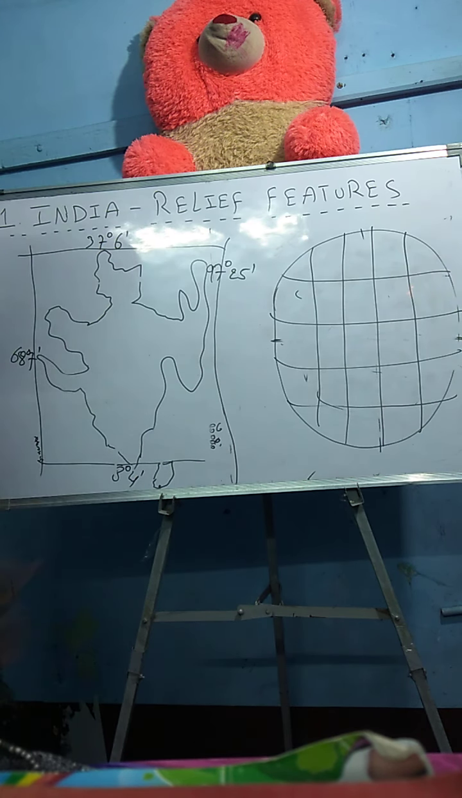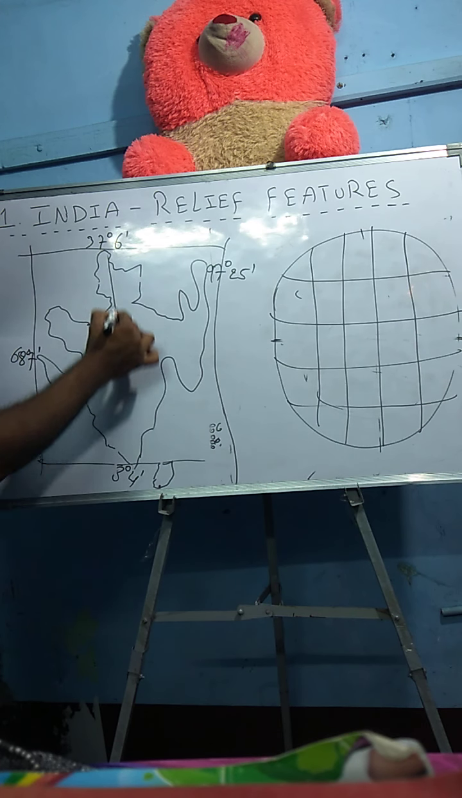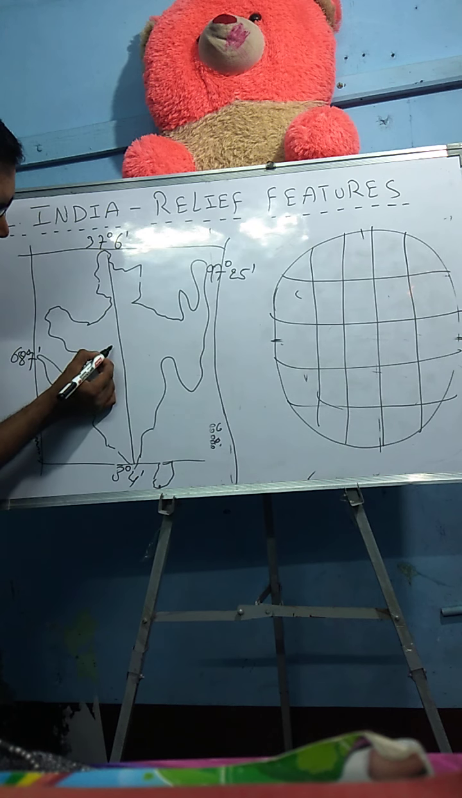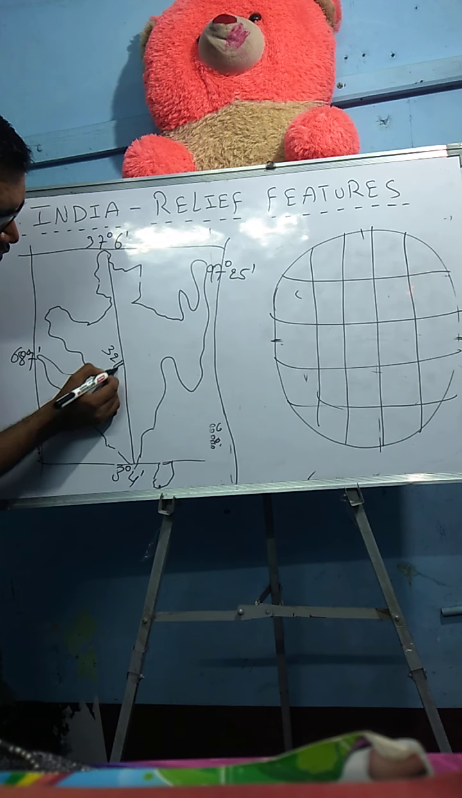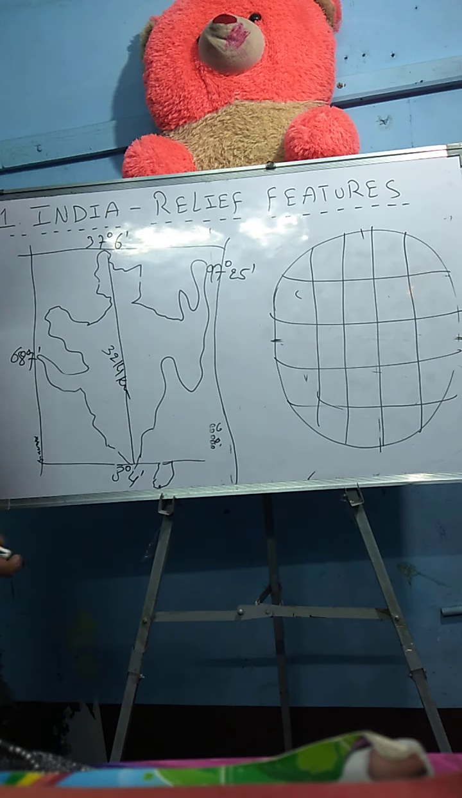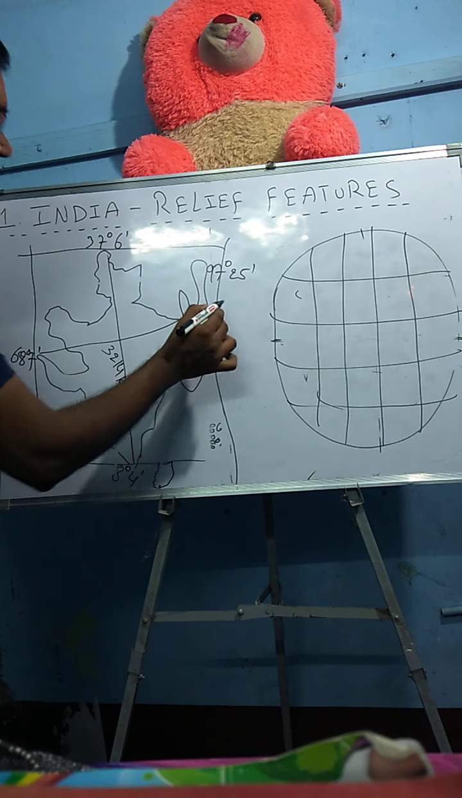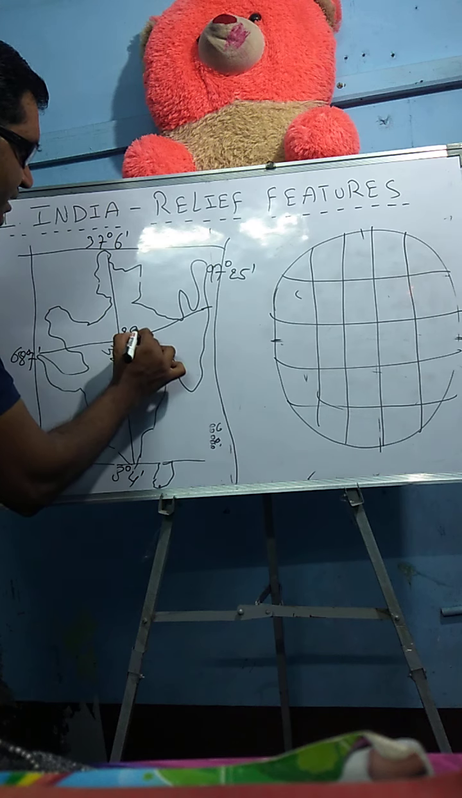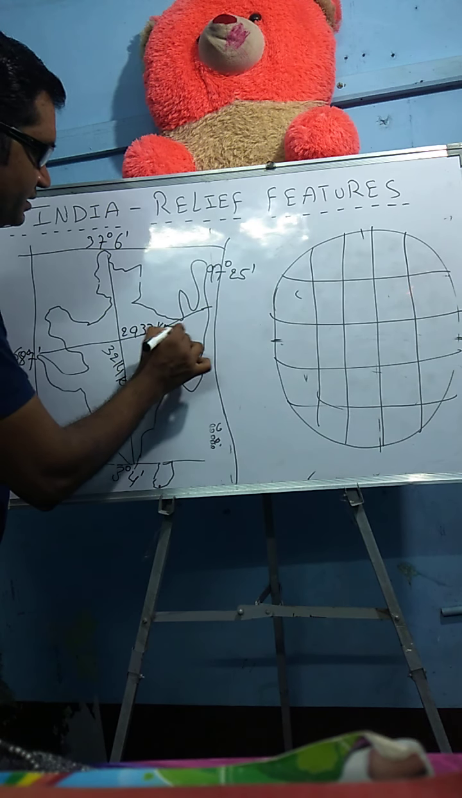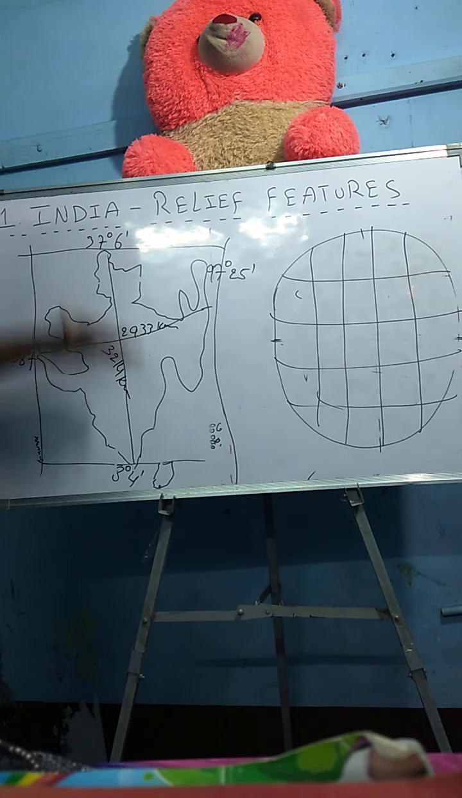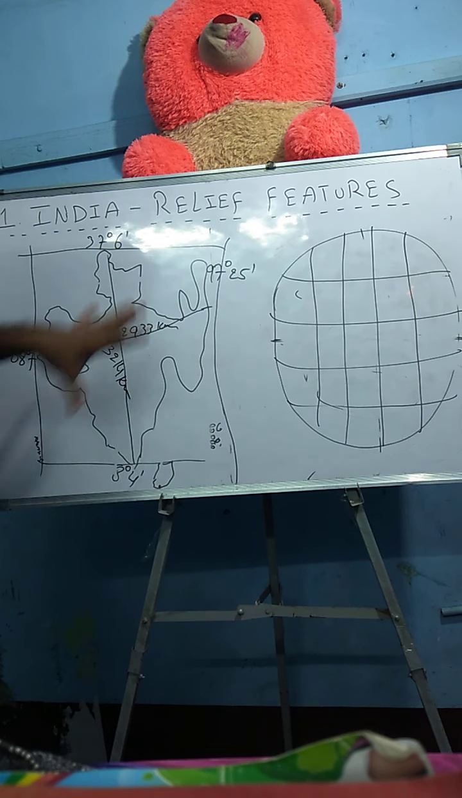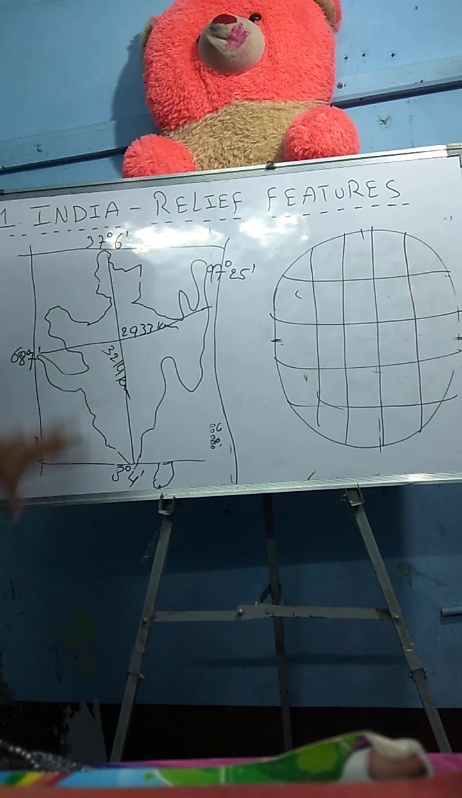The distance from Kashmir to Kanyakumari is 3214 kilometers. From west to east it is 2933 kilometers. These are the overall distances, the length and the width of India. So this is some information about India, some features.